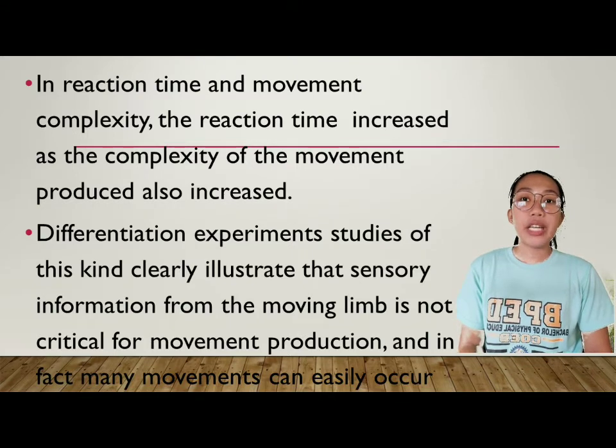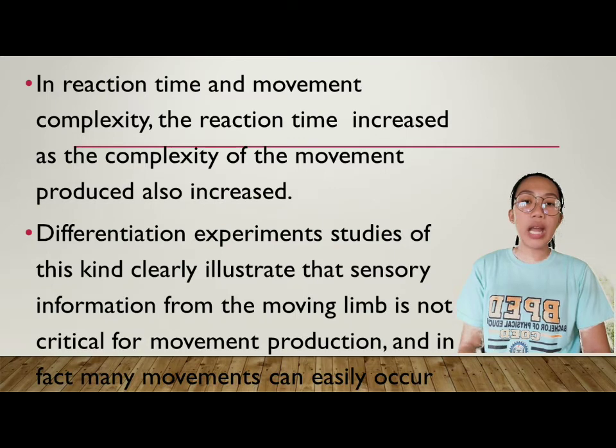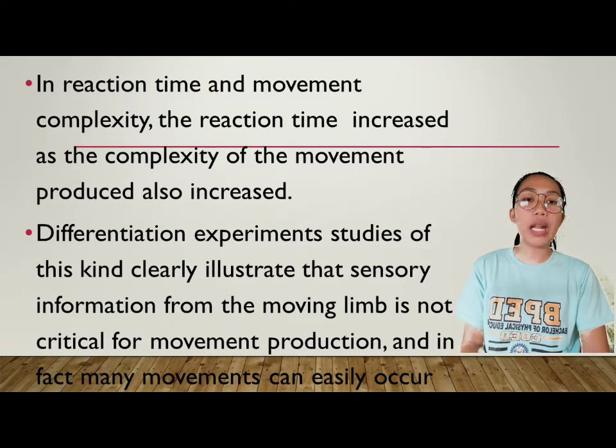And in differentiation experiments, studies of these kinds clearly illustrate that sensory information from the moving limb is not critical for movement production. In fact, many movements can easily occur without it. Halimbawa na lang nito is yung kapag nadampi natin yung parte ng katawan natin sa mainit na bagay, ang response to stimulus agad natin is tatanggalin natin yung nadikit na parte ng katawan natin dun sa mainit na bagay.